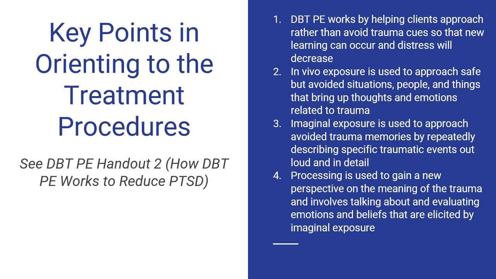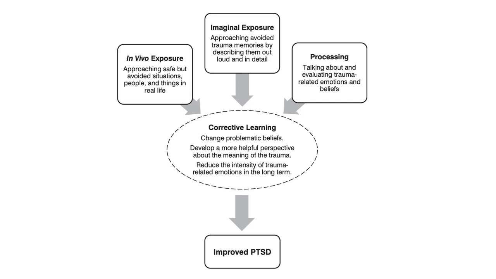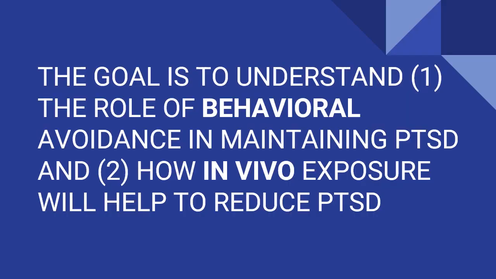It may be beneficial to go through DBT-PE handout 2, which describes how DBT-PE works to reduce PTSD. This handout is useful to work through how DBT-PE works by explaining the different factors that work together to improve PTSD. So the goal here is to understand the role of behavioral avoidance in maintaining PTSD and how in vivo exposure will help to reduce PTSD.